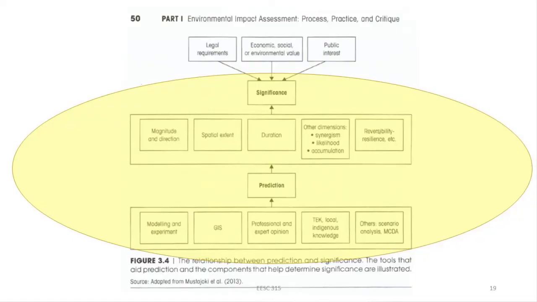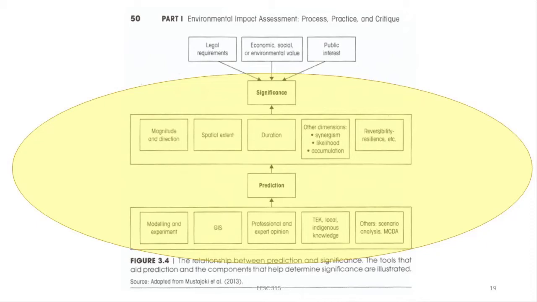So we'll do modeling and experiments, we'll use GIS, professional and expert opinion, traditional ecological knowledge, local indigenous knowledge, scenario analysis. These are all sort of the different analysis methods. We'll use that to come up with some prediction, and that prediction will be specific to our component or our discipline. And so by component or discipline, I mean air quality, water quality, hydrology, fisheries, noise. These are the components or disciplines.